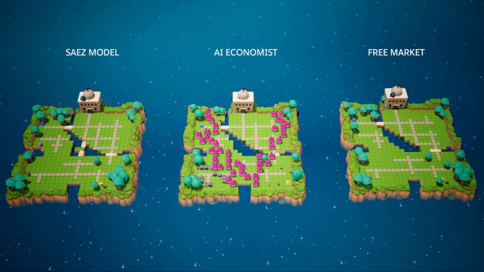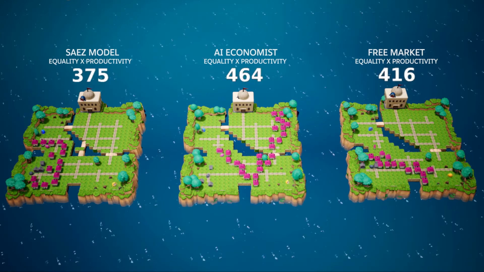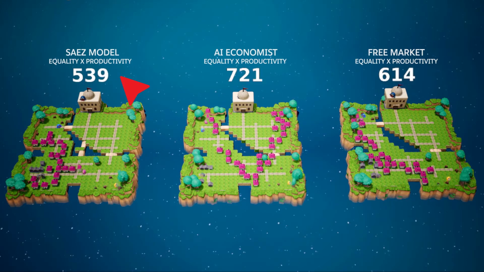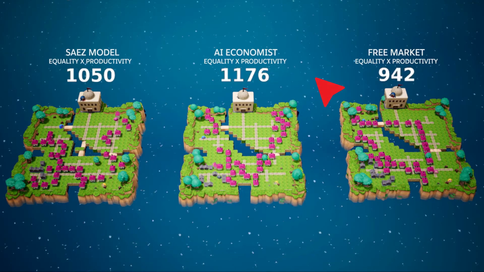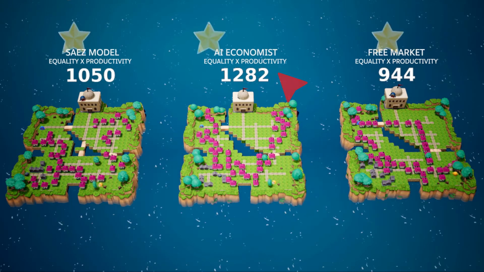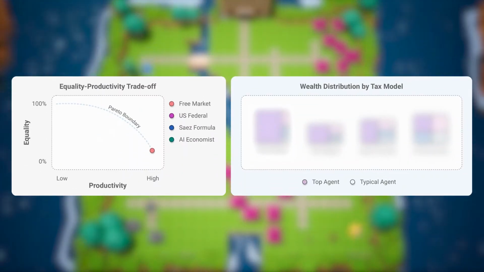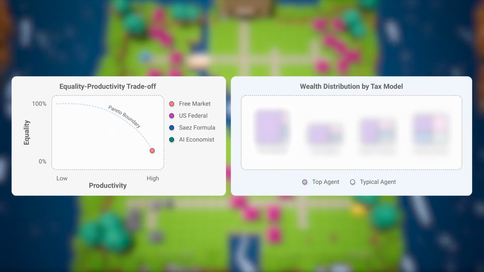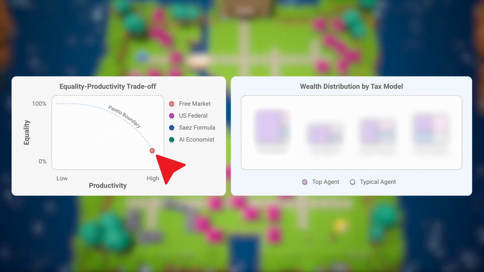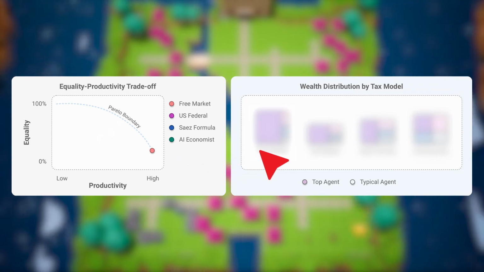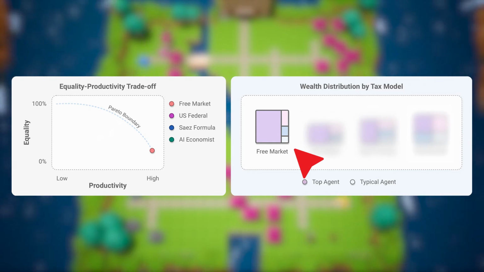As a comparison, it also simulated the US federal tax policy, an analytical tax formula called the CS formula, a free market model without taxes and its own tax policies. We can now take a look at the results these different models had when it comes to productivity and equality. The free market model maximizes productivity at the cost of equality, where we can see that a top agent or worker has almost all the wealth.